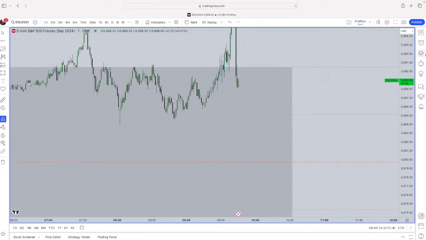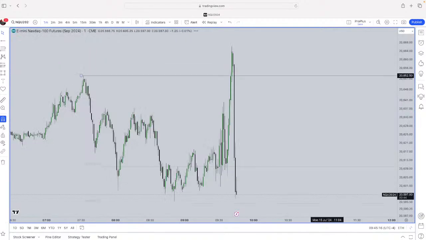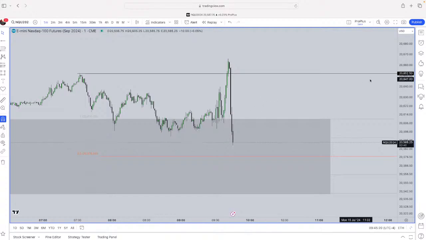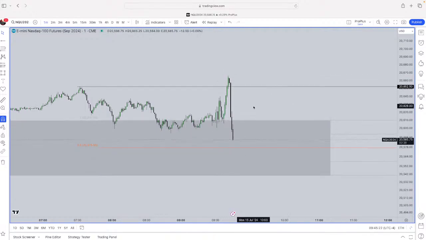Sell side down here. Look at that, sell side been taken. How aggressive is that? People who just bought that are now taking out the market.